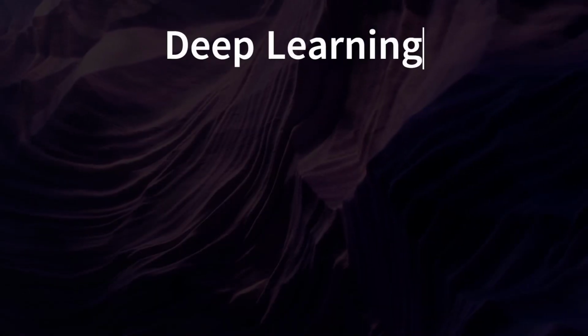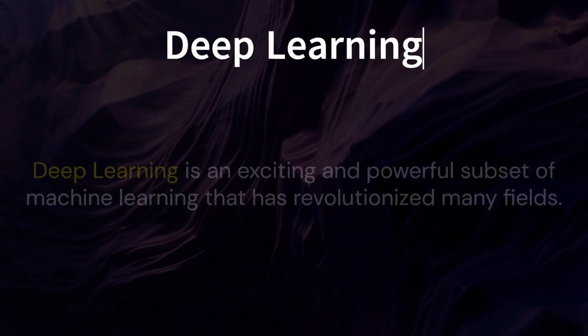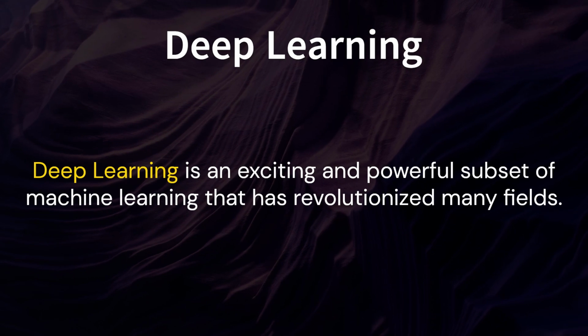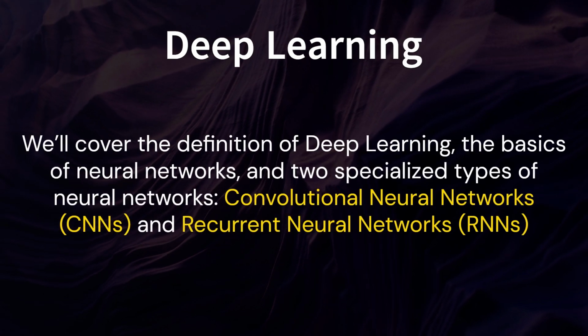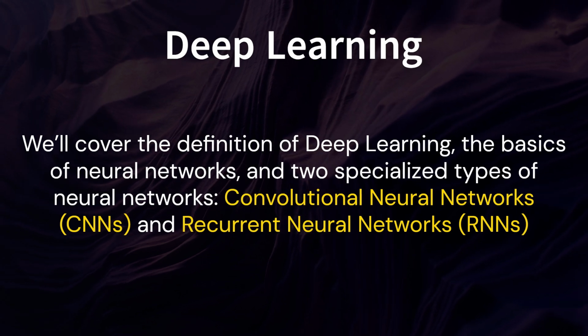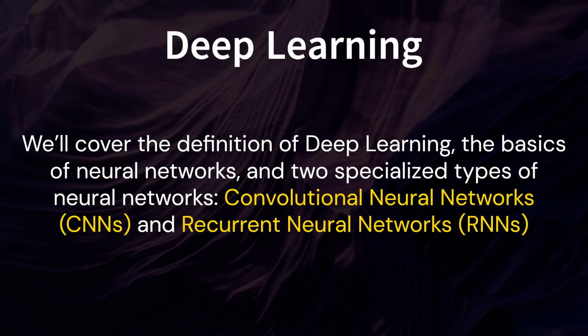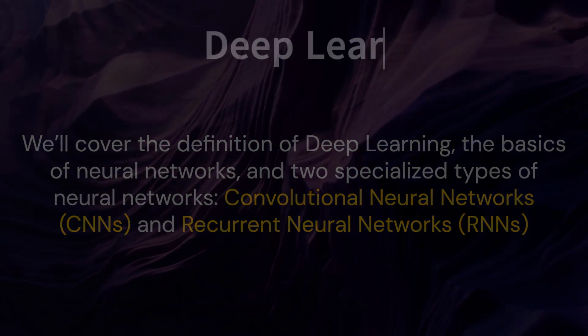Welcome back to our series on AI and machine learning. In this lesson, we'll delve into deep learning, an exciting and powerful subset of machine learning that has revolutionized many fields. We'll cover the definition of deep learning, the basics of neural networks, and two specialized types of neural networks: convolutional neural networks, CNNs, and recurrent neural networks, RNNs.